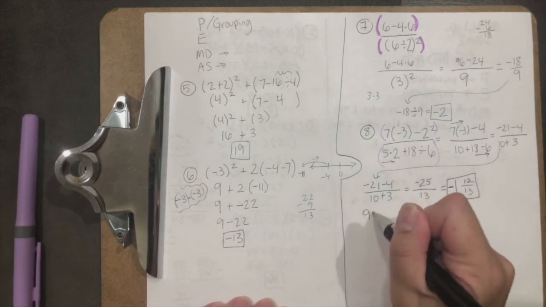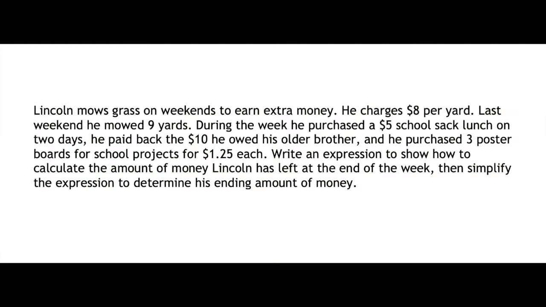Okay, let's do number 9. Lincoln mows grass on weekends to earn extra money. He charges $8 per yard. Last weekend, he mowed 9 yards. During the week, he purchased a $5 school sack lunch on 2 days. He paid back the $10 he owed his older brother, and he purchased 3 poster boards for school projects for $1.25 each. Write an expression to show how to calculate the amount of money Lincoln has left at the end of the week. Then simplify the expression to determine his ending amount of money.